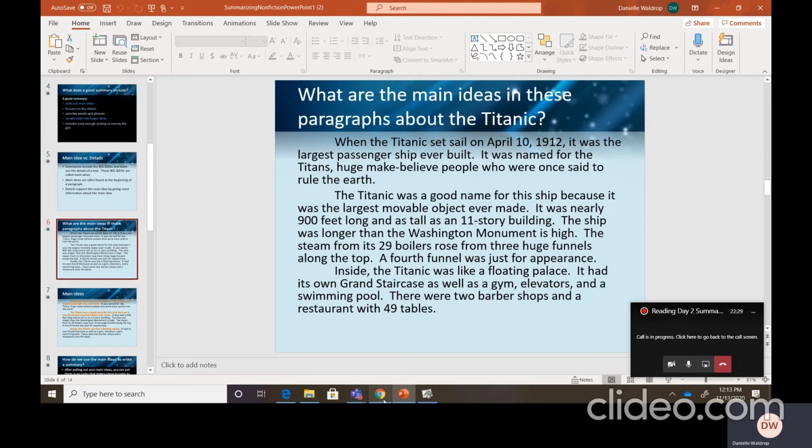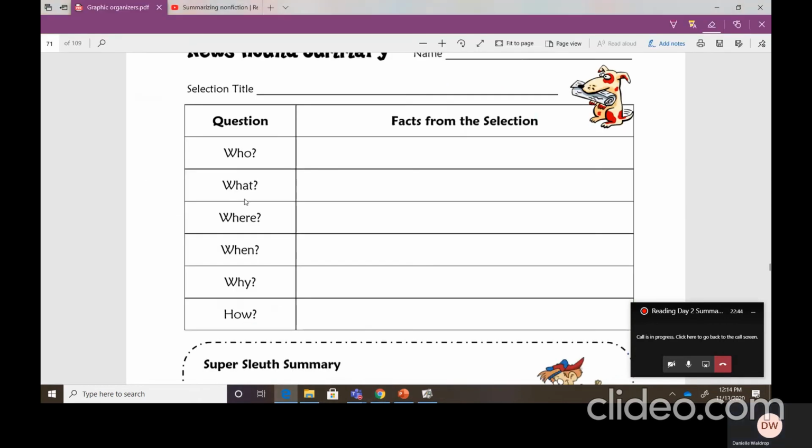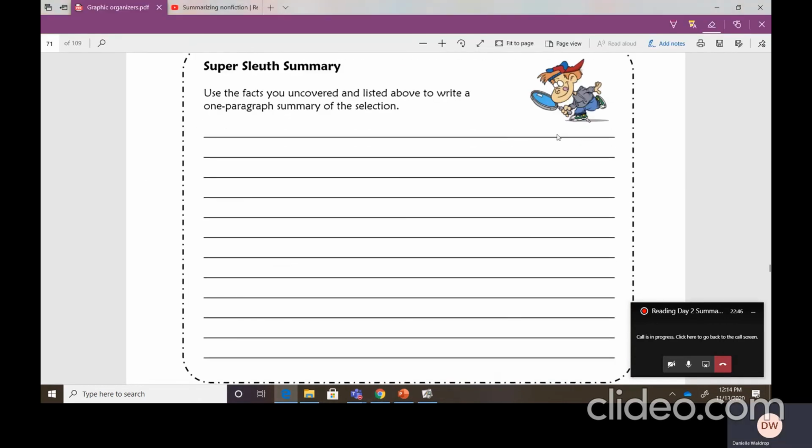And so what you're going to do, you're going to take your text, Dollars and Cents, okay, and you're going to use that story. And what I would do, I would go through looking at each paragraph, like I said, and trying to find your who, your where, your when, your why, how. And then after you fill in your questions up here, you're going to come down to the bottom, and then you're going to write a 1-paragraph summary.